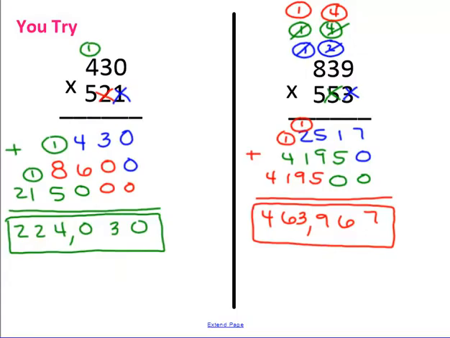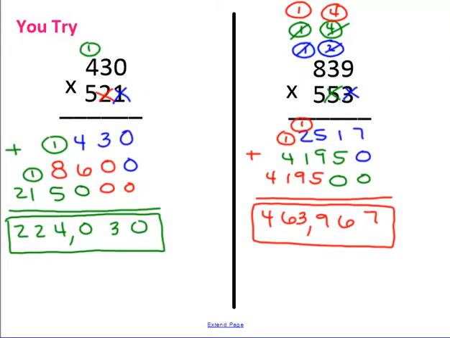When you add those all up, you should have gotten 224,030. If any of that is incorrect, find where your number is wrong. If it's in the first row, then you multiplied the 1 wrong. If it's in the second row, you multiplied the 2 wrong. And if it's in the third row, you multiplied the 5 wrong. If all your numbers are right, but your answer is wrong, then you just added wrong.